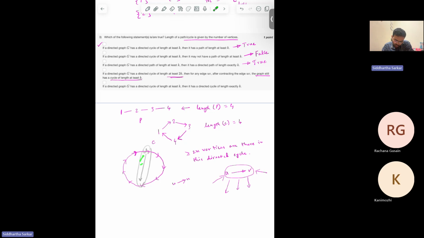So this supernode is common to both the cycles. So that means the sum of the nodes participating in the two cycles is, so earlier we had at least 2k. So now two vertices u and v are no more there, but uv, the supernode, is appearing in both the cycles.